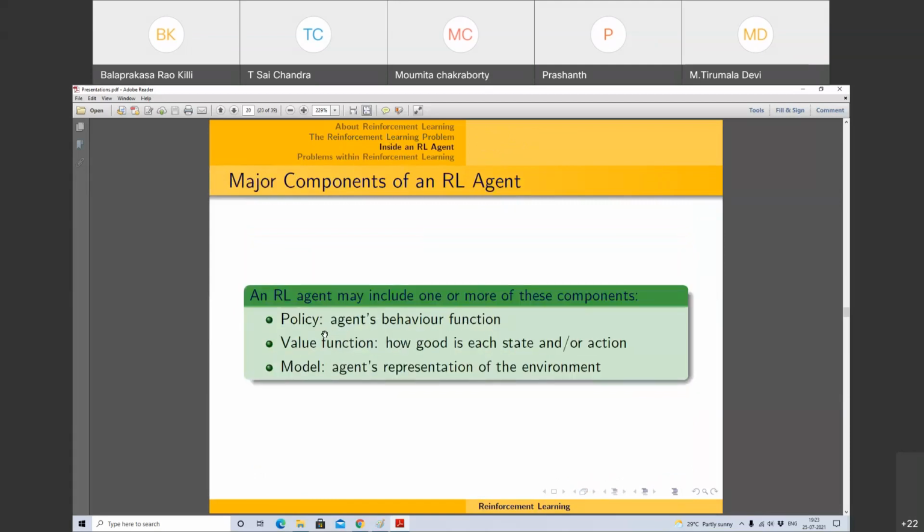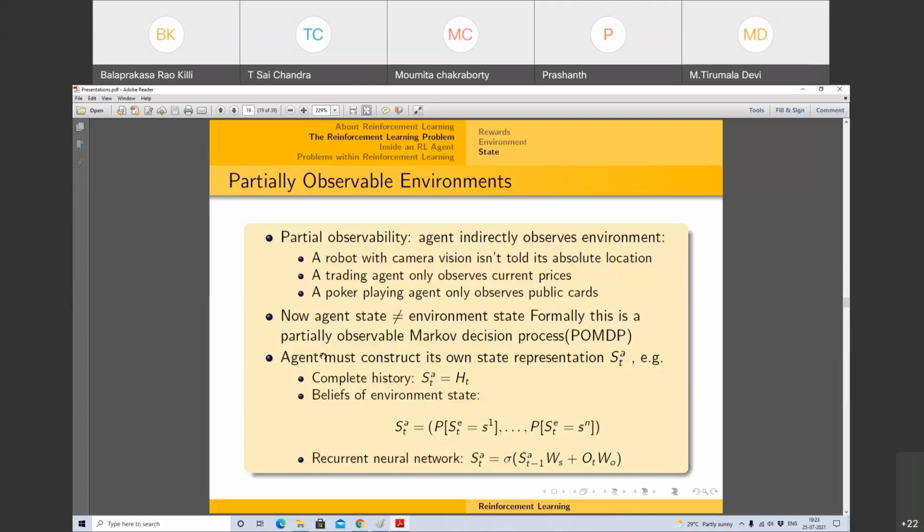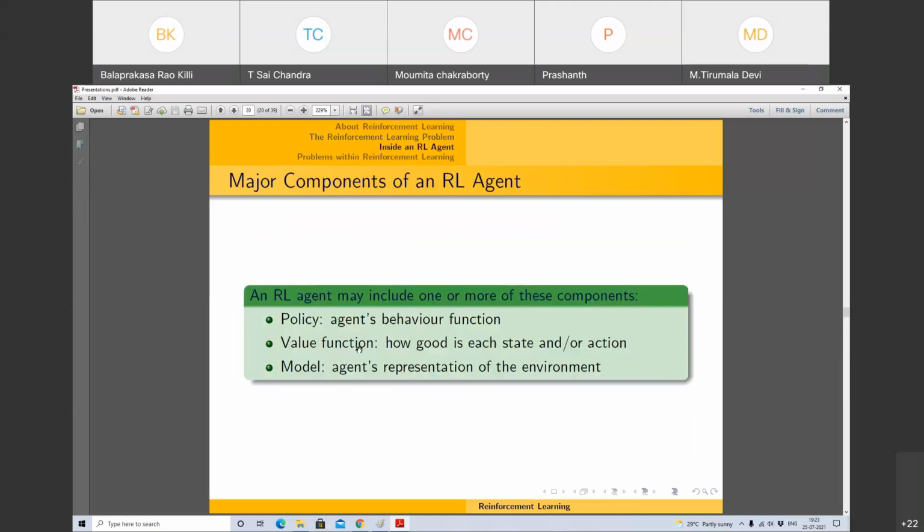So what is the first one? Policy. What is this policy? Policy basically describes the behavior of the agent. Behavior of the agent means what? What is the action to be taken at a given state? Suppose the agent is at some state, then what action should it take? Let me give an example, then it will be clear.